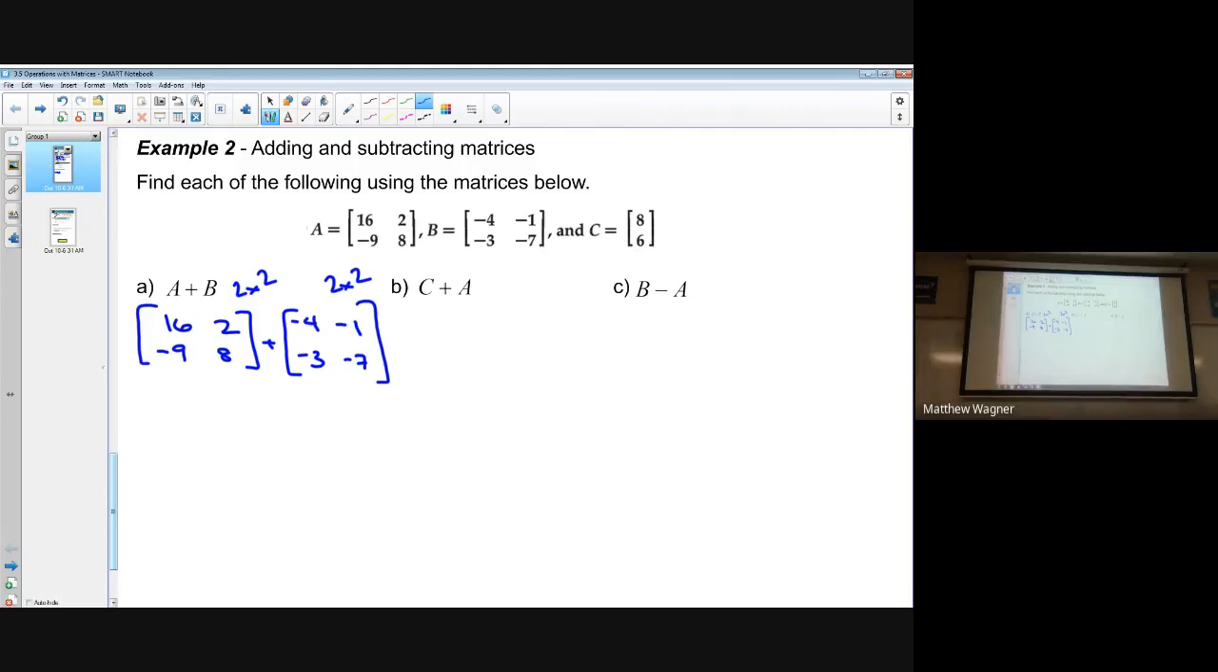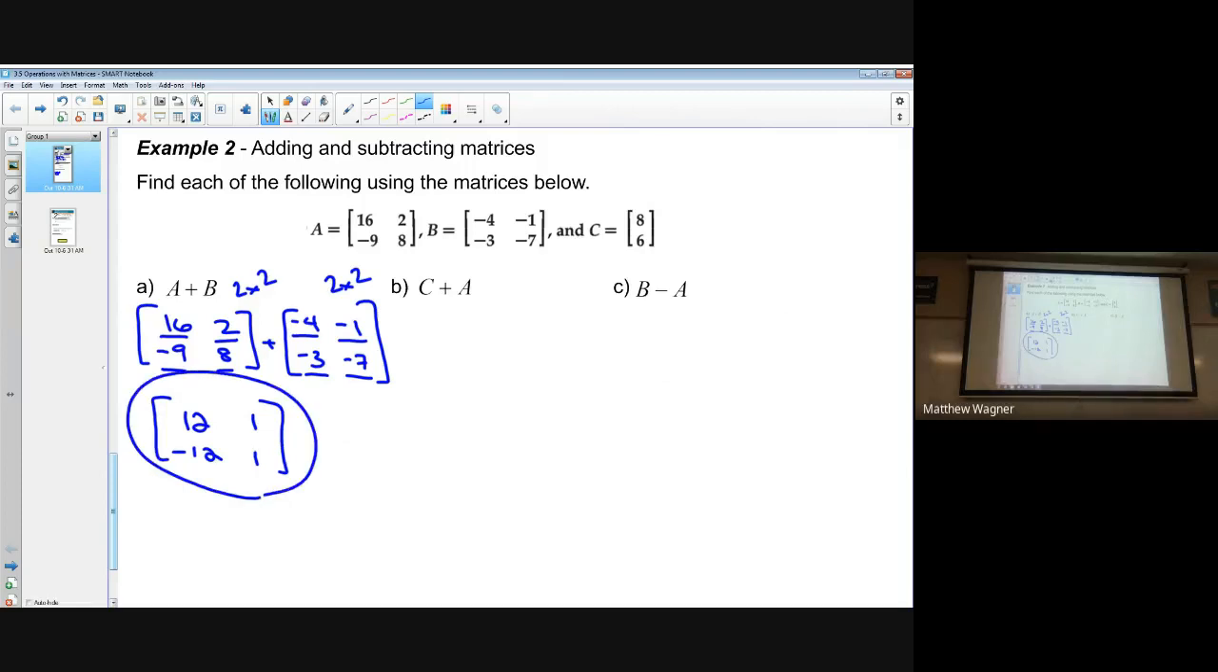If you're looking at this problem, you might say, oh, you know what? They're the same size. I would probably want to put 16 and negative 4 together. Well, that's exactly how you put matrices together. You put corresponding entries. So 2 and negative 1 is 1. Negative 9 and negative 3 is negative 12. And then 8 and negative 7 is 1.